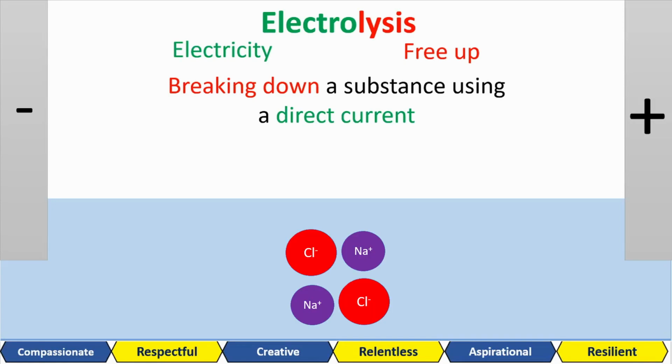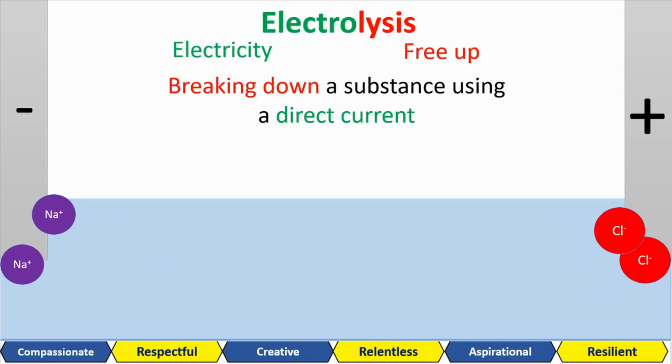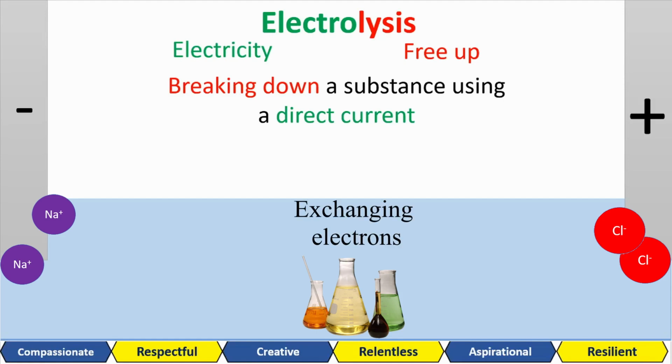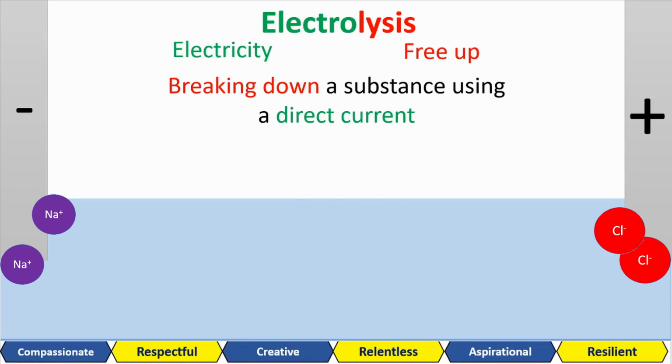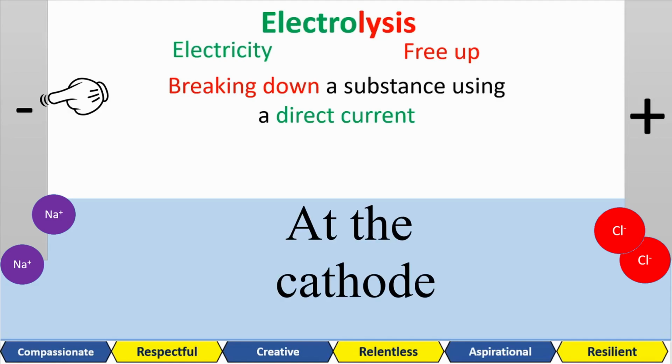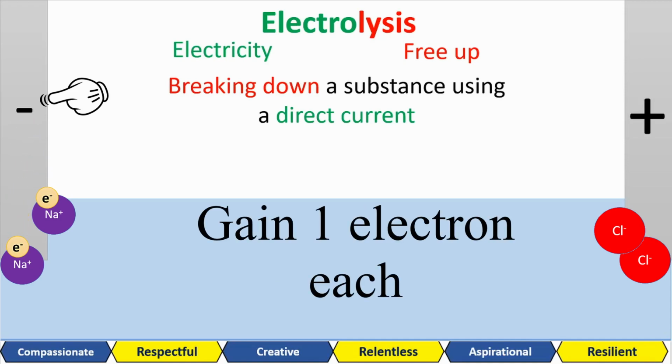This means that it's not enough for the ions to just move to the electrode. A chemical reaction also needs to happen, and the chemical reactions are basically just the movement of electrons. Let's look at what happens at the cathode first. The sodium ions currently have a plus charge and so gain an electron to become a sodium atom. Notice that the charge is now gone.